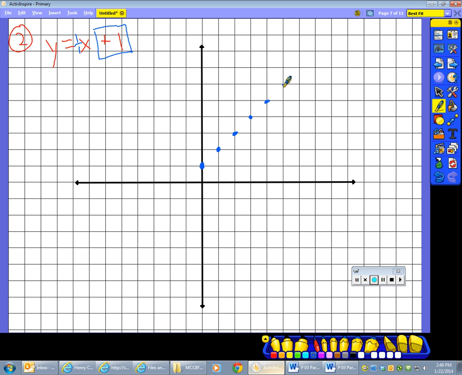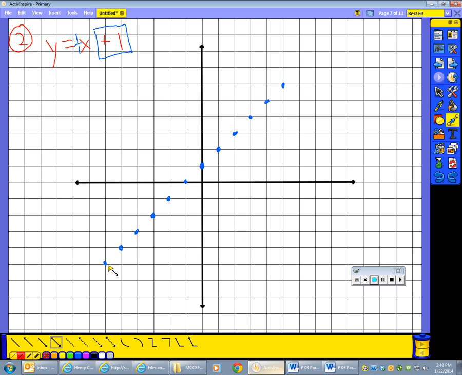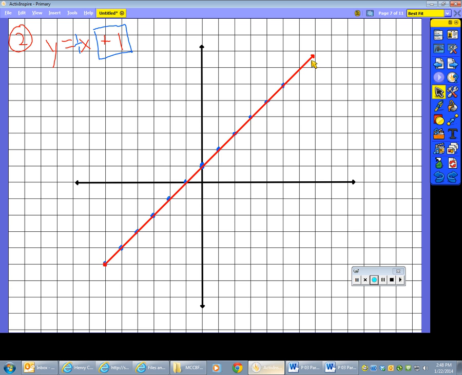You can see the pattern it's making, forming a straight line. I'm going to go in the opposite direction and keep it going. I'd like for this line to extend the length of my graph. And then I connect the points. And that is it. You notice it's hard to see, but there are little arrows on both sides of that line because it goes on forever in both directions. And that is how you do number 2.